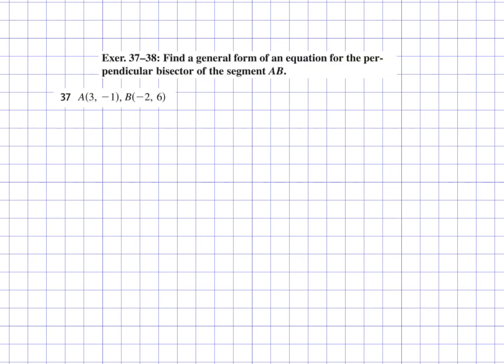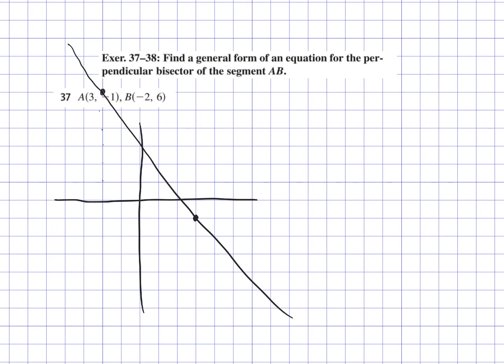Find the general form of an equation of the perpendicular bisector of segment AB. All right, so visually, let's look at this. Let's see, 3, negative 1. 1, 2, 3. And negative 2, 6. 1, 2, 3, 4, 5, 6. So there is that line. And we want a perpendicular bisector. So we need to know kind of where that point's at and the slope of the line. Okay, so let's look at the midpoint, because the bisector goes through the midpoint.